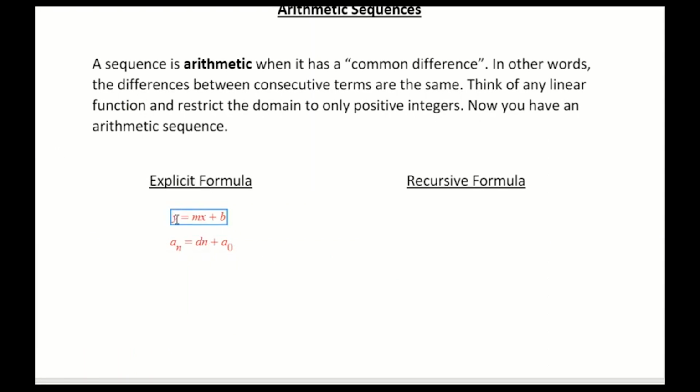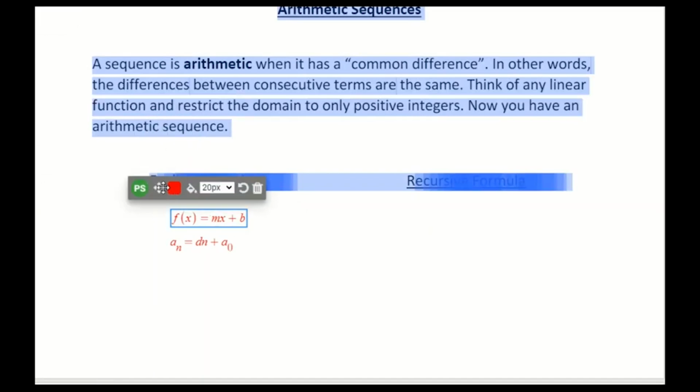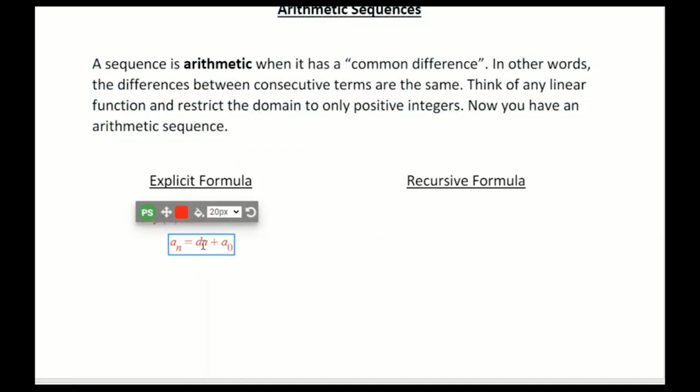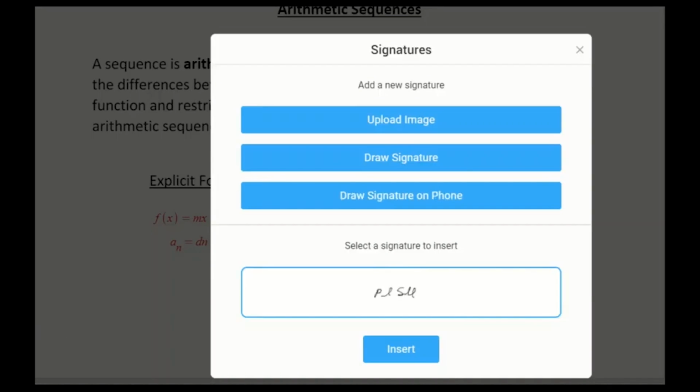So take a look at these 2 equations. They look almost the same, right? Our a sub n is in terms of n, and our f of x is in terms of x. But the form of the equation is very similar. The difference here is that we have d and a sub 0 instead of m and b, but they basically play the same role. The d stands for the common difference.